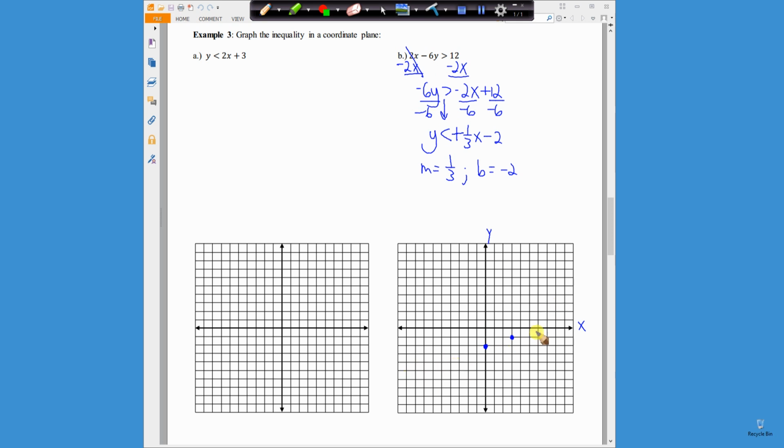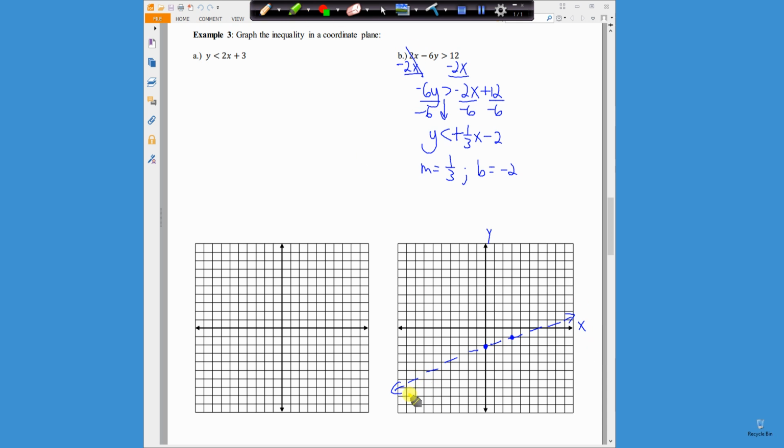Okay, so through these points, let's see if I can do this line justice here. You're drawing a dashed line. This is called the boundary line. And then I'm shading. Y is less than means shade below.